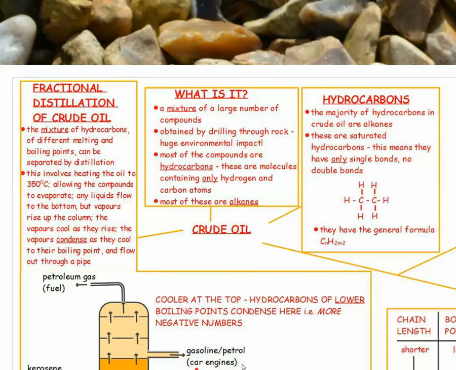It's obtained by drilling through rock, so again it has a huge environmental impact. Most of the compounds in crude oil are hydrocarbons. Now these are molecules containing only hydrogen and carbon atoms. In the exam, if you miss out that crucial word only, you won't get the mark because there are lots of molecules that contain hydrogen and carbon atoms, but hydrocarbons contain nothing else. So you must say they contain only hydrogen and carbon atoms, and most of these are alkanes.